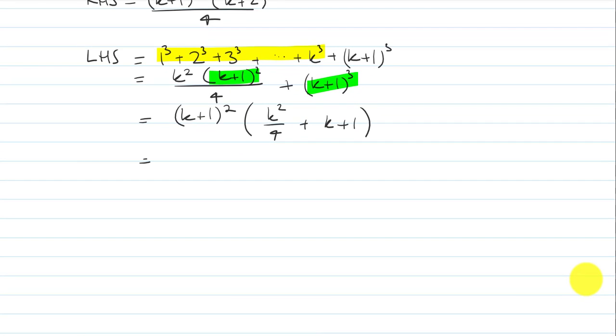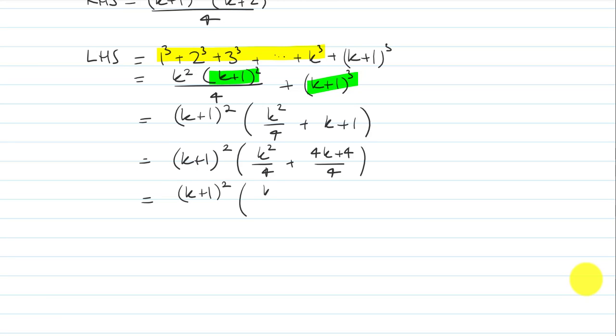I'm going to bring that together as one fraction. I've got (k plus 1) squared out the front still. And then I've got k squared over 4 plus (4k plus 4) over 4. And now I've got (k plus 1) squared, then I've got (k squared plus 4k plus 4) over 4.